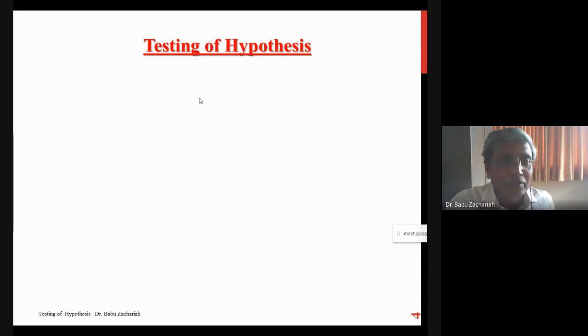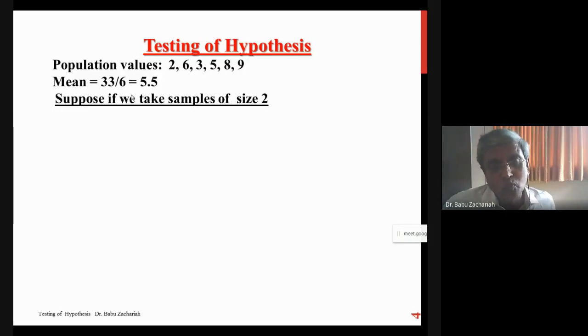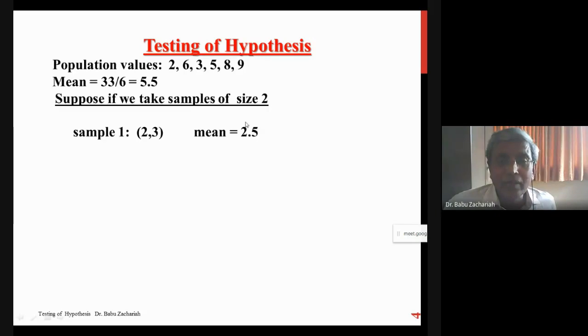I will explain through a very small example what is fluctuation in sampling. Just imagine there's a population. Only 6 entities are there. Their values are 2, 6, 3, 5, 8, 9. Its population mean is total 33 by 6, 5.5. Now I am going to take samples of size 2. The first sample by lottery method came to be 2 and 3. I calculated the mean, it is 2.5.